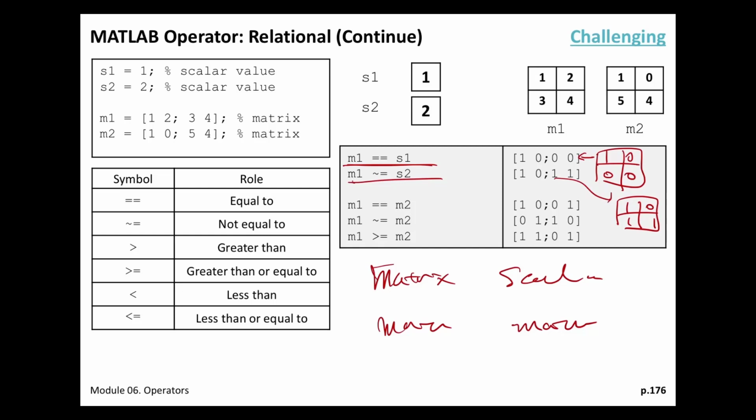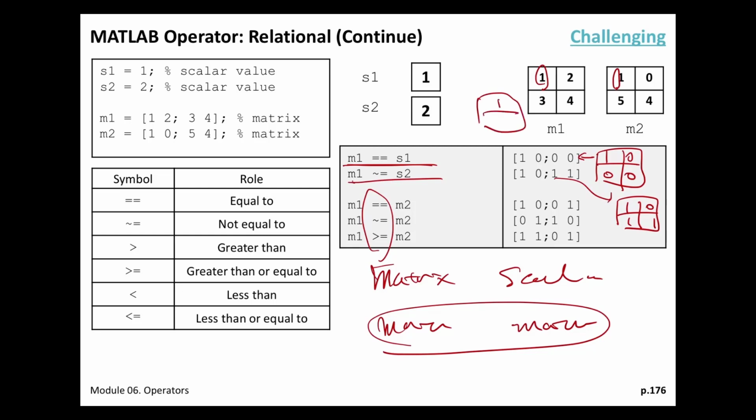Similar to the vector case, this relational operator between matrices works as an element-wise operation. Okay, the operation is a relational operation. So M1 is equal to M2. Yes. No. No. Yes. You will get this one.